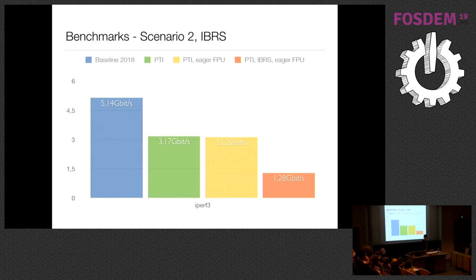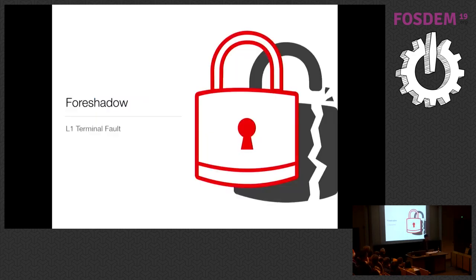Before coming to my conclusion, I wanted to share some information on the Foreshadow attack with you as well. This one was also known as the L1 terminal fault. So basically, the CPU speculatively used invalid entries from the page tables to speculatively access data.